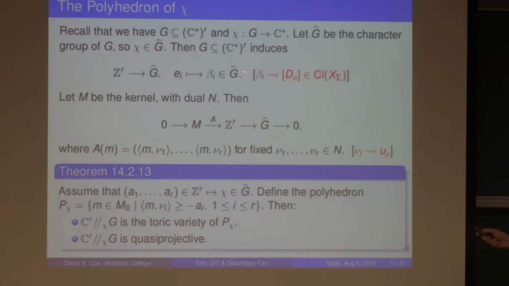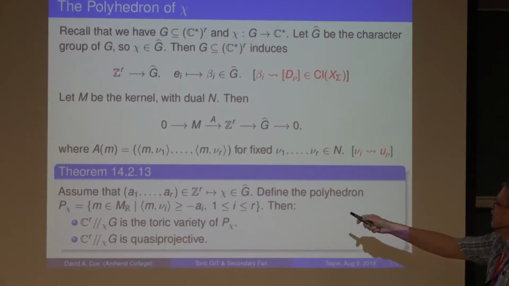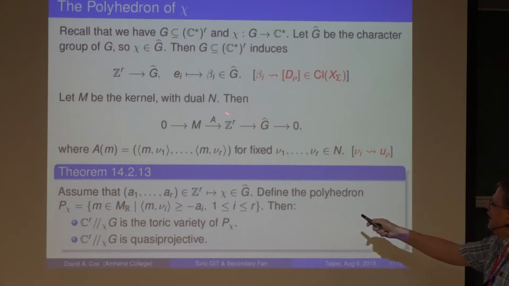Now, if you apply this to the quotient construction, it turns out in the case of the quotient construction, the character group is the class group, and the beta I, so it plays their role, is the divisor classes of the D sub rows. So what we're doing is we're taking this one that we're familiar with and just making it slightly more general.